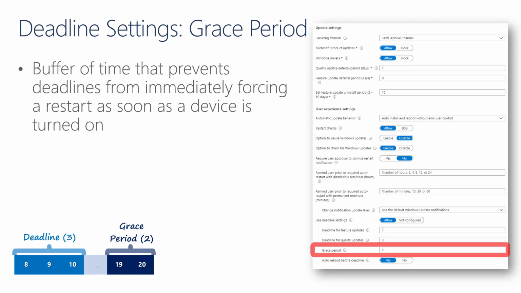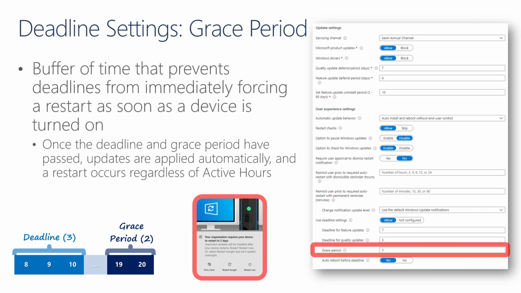Think about a user that was on vacation, so that the device will not be forced to immediately update as soon as a user comes back from vacation. So in the example that we made before, the device met the deadline on day 10, but it was turned off until day 18. On day 19, the device should receive the update immediately, but since we have a grace period, the device will be forced to reboot after 2 days. One thing to note is that once the deadlines and grace periods have passed, updates will be applied automatically and the restarts will occur regardless of active hours.